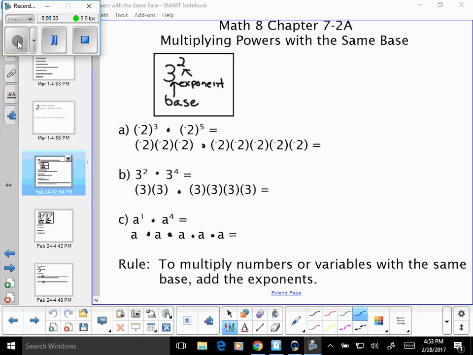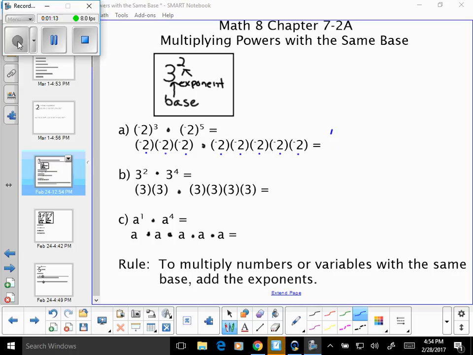We can multiply powers as long as the bases are the same. Now, if we look at A, you will note that we have -2 inside parentheses raised to the third power. That means -2 times -2 times -2. Then we're going to multiply that by a -2 raised to a fifth power. That means we're going to multiply it by -2 times -2 times -2 times -2 times -2.